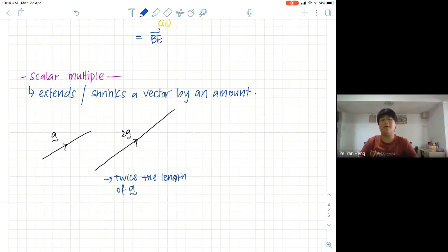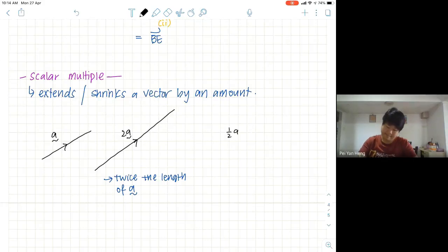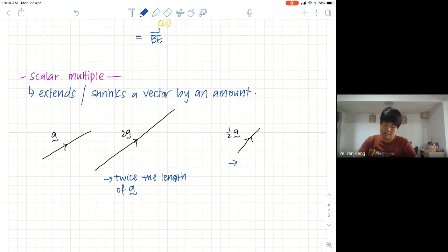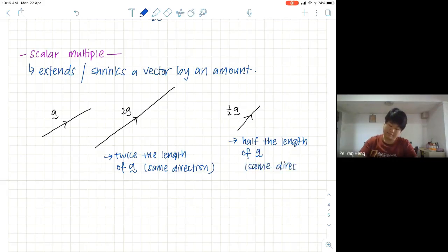Will it be in the same direction? Yes, because you are still talking about the same vector. 2A means you just times 2 of vector A. If I have half A, it means you cut the vector by half, so here it is half the length of vector A. Okay, still same direction.